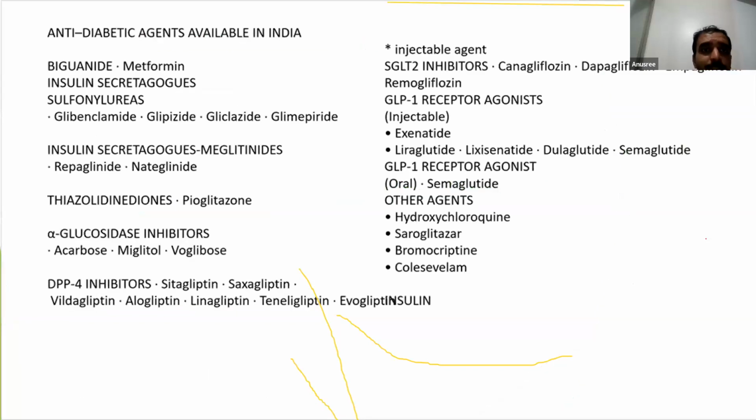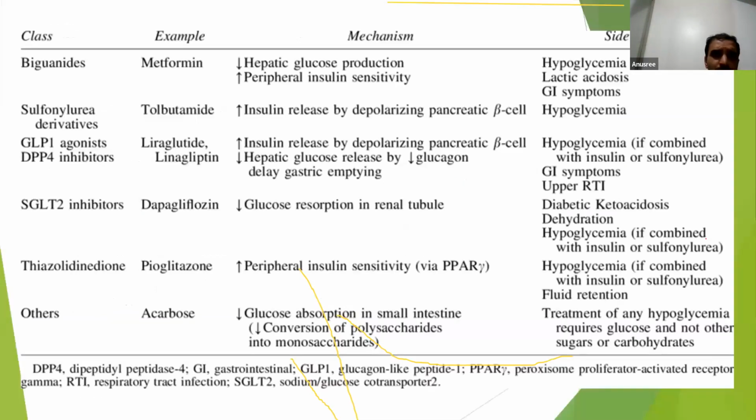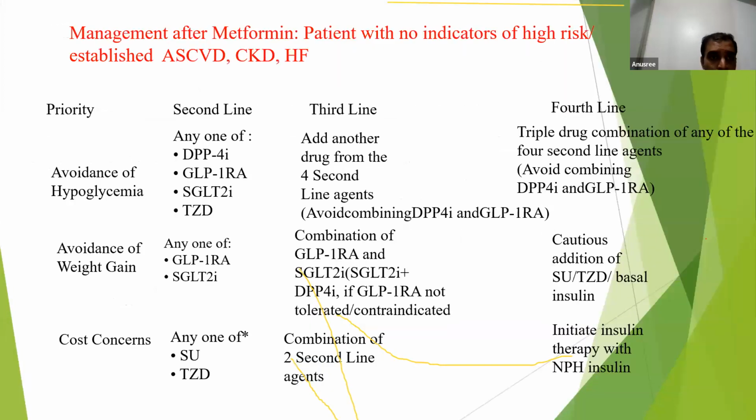Now coming to the anti-diabetic drugs which are available in India. These are the classes of drugs available for treatment in India: biguanides, insulin secretagogues like sulfonylureas and meglitinides, thiazolidinediones, alpha-glucosidase inhibitors, DPP-4 inhibitors, SGLT inhibitors, GLP-1 receptor agonists, injectable and oral, other agents, and insulins. All of us will be knowing these classes, their side effects and mechanisms of action, which hopefully everyone knows.